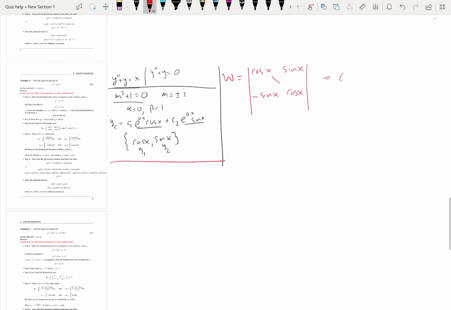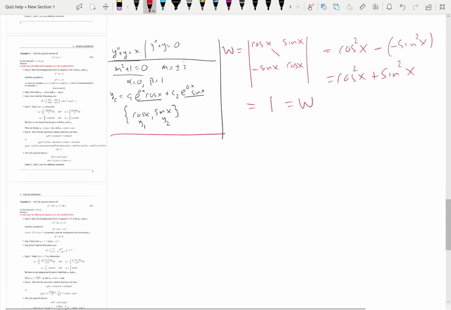So cosine times cosine, cosine squared x, minus sine times negative sine is minus negative sine squared x, which gives us cosine squared x plus sine squared x. From the trigonometric identity that you have learned, cosine squared plus sine squared is actually 1. So your W is really 1. Then we can find u1 by the formula, negative y2 f over W dx. I forgot to mention that this is already in the standard form.